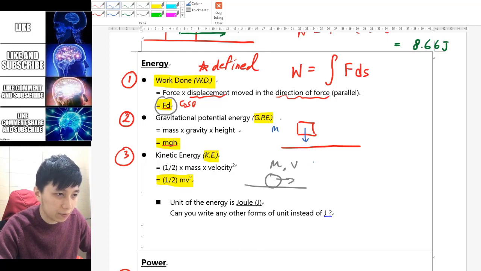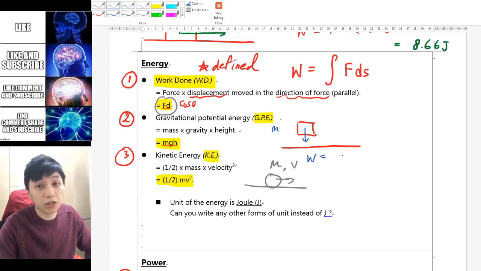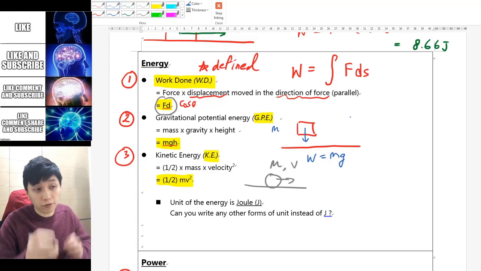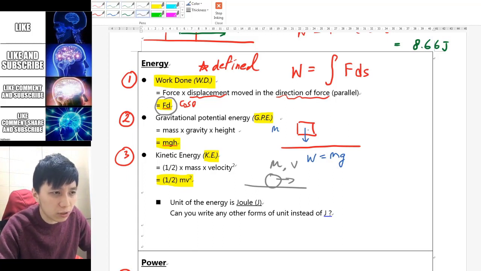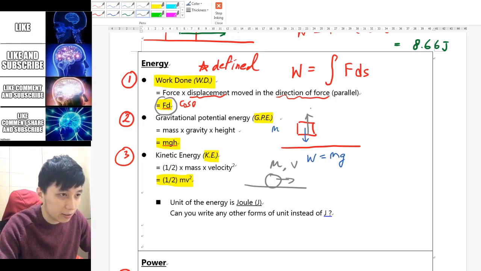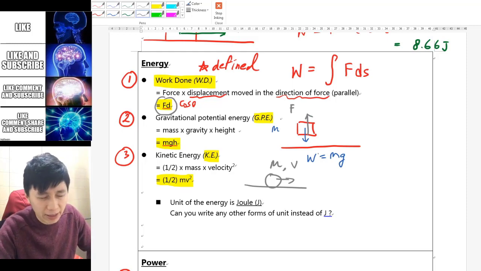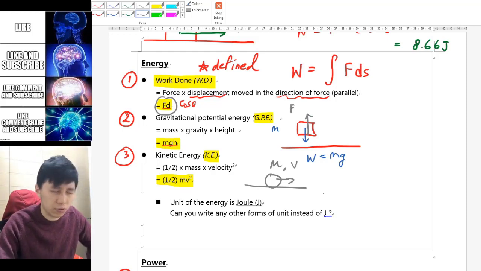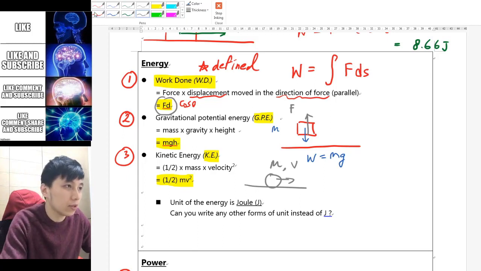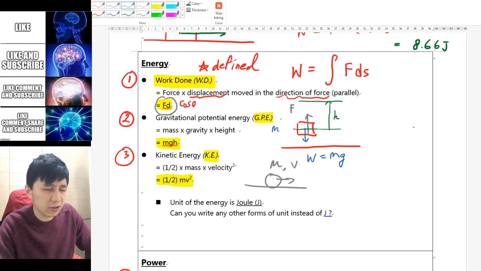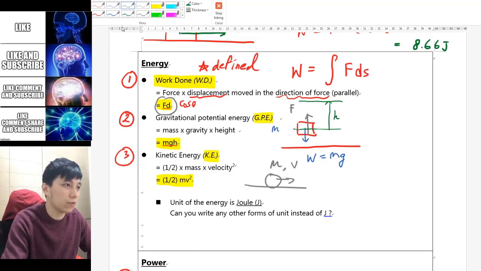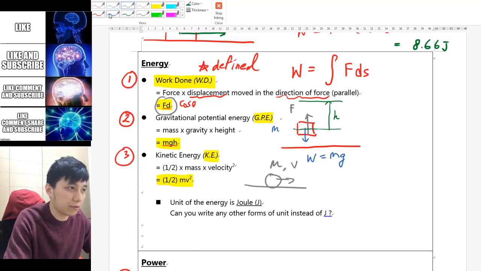It will have definitely weight, which equals mg. This is something that we learned in the previous chapter. And so if you want to lift it up for a certain height, then you will need a force that is equal in magnitude to the weight to go against it for sure. And so in this case, if you have gone through a certain height, let's say h, then that is the displacement you have.